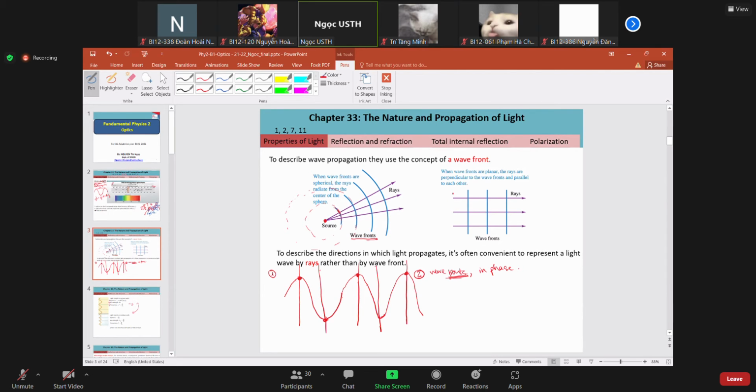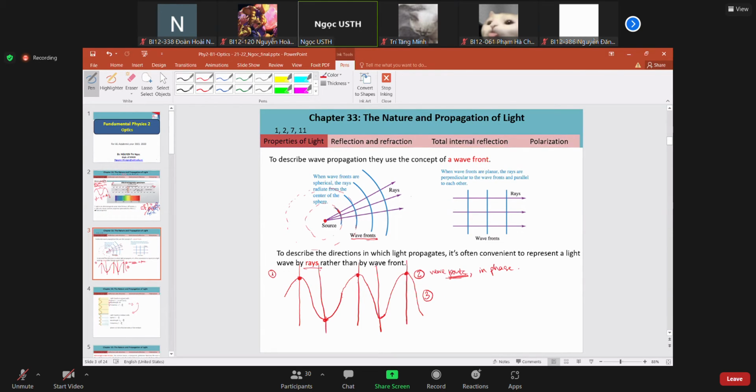Here is a planar optical source. Light from the sun is so far from the earth that we can consider it a planar wavefront like this. It's not a sphere, but a planar surface.